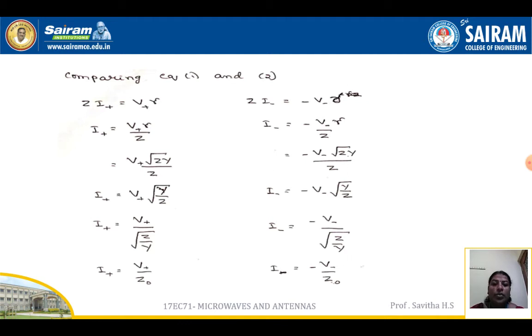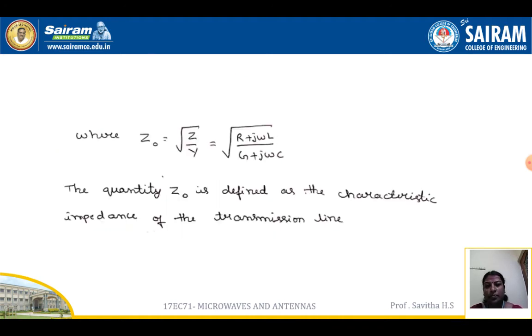Similarly, here I minus is equal to minus V minus by Z into γ. Minus V minus γ, where γ is square root of ZY, the propagation constant, divided by Z. And again here, taking Z inside, the numerator Z and denominator Z will get cancelled, so the term is Y by Z. So I minus is equal to minus V minus square root of Y by Z, and I minus is equal to minus V minus divided by Z naught. So in both the terms we can see that Z naught is equal to square root of Z by Y. It is called the characteristic impedance of the transmission line, where Z is R + jωL and Y is G + jωC.